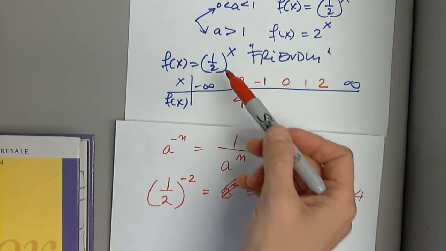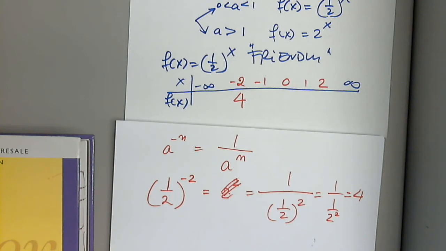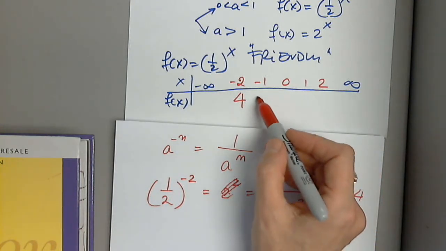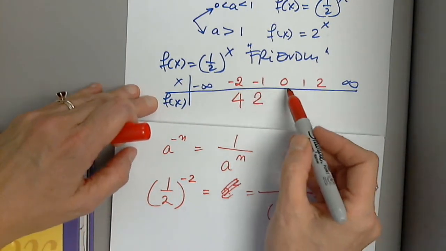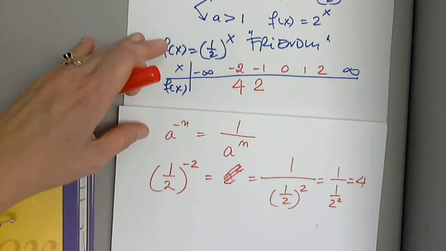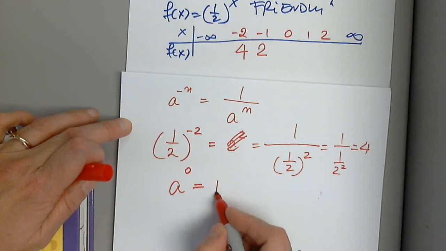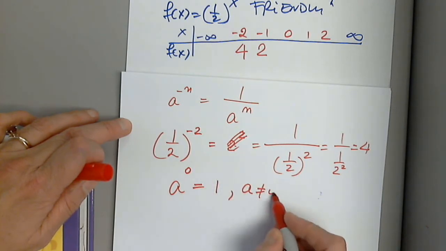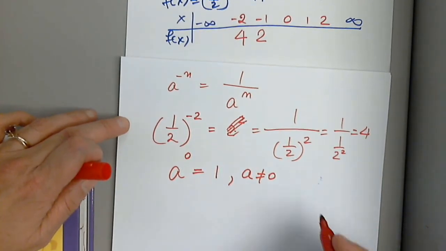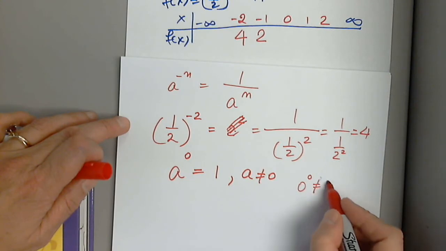Can anyone plug in -1 and tell us what is the result? Very good, awesome. Can anyone plug in 0? Let me refresh your memory on this. Any number raised to 0 is 1 except 0 raised to 0. 0 raised to 0 is not 1.